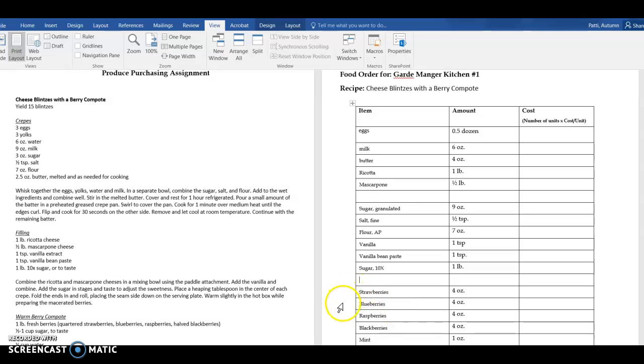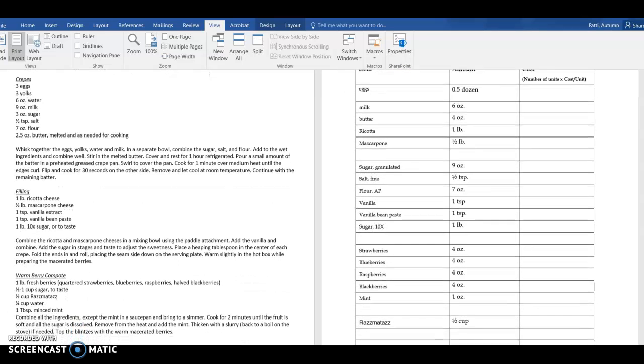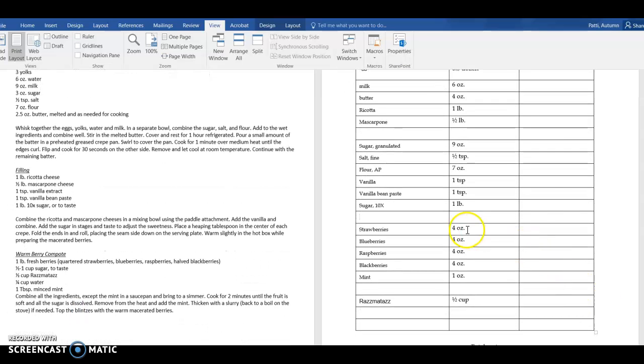Going down to my strawberries, blueberries, raspberries, blackberries, these 4 ounces are okay amounts. However, fresh produce comes in dry pints, not by the weight. So if I was getting an 18-ounce container of blueberries, okay, no problem. Here, getting my strawberries is going to come by the pint, by the quart. It might say a 4-pound container.